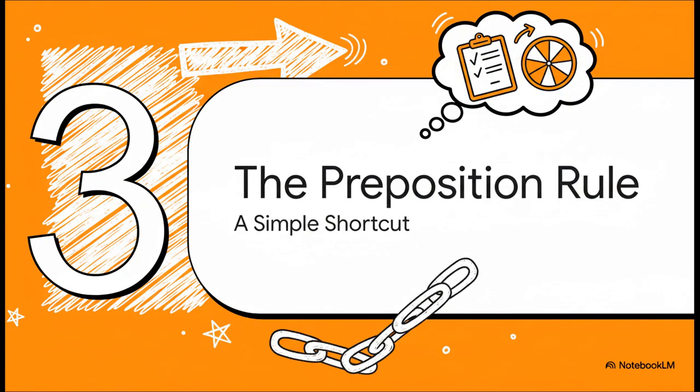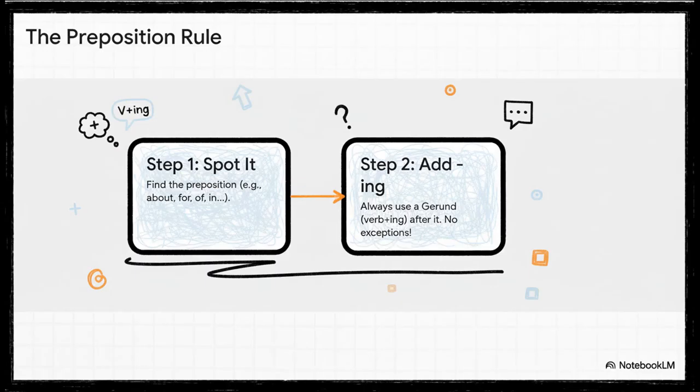Okay, so that covers most of the boss verbs. But what about all those common phrases and expressions? Well, there is a fantastic shortcut for this, and it's called the preposition rule. This one is a real game changer. This is honestly my favorite trick. It's so simple. If you see a verb coming right after a preposition, little words like for, in, about, of, the verb that follows is always a gerund. Every single time, no exceptions. It's a super easy two-step process. Spot the preposition and then add -ing to the next verb.